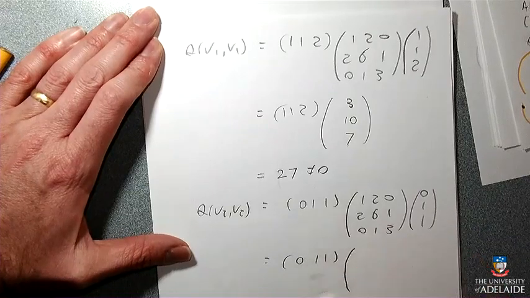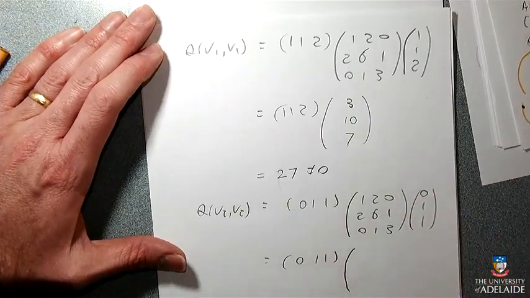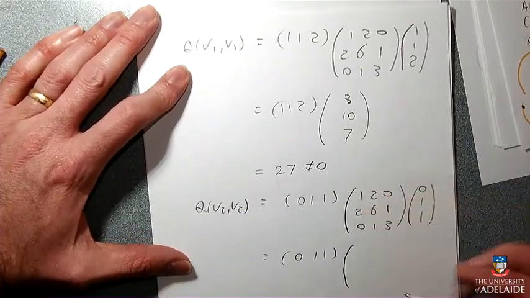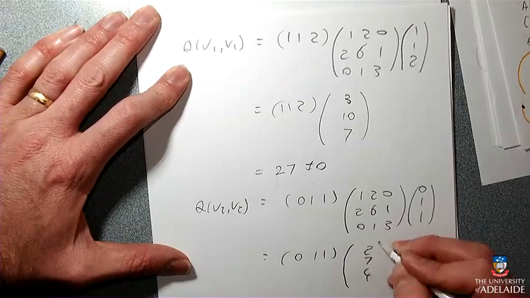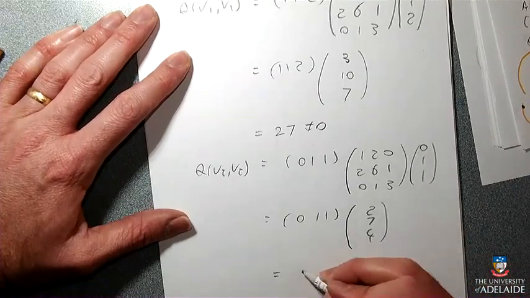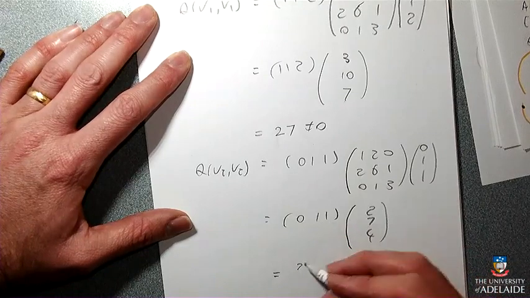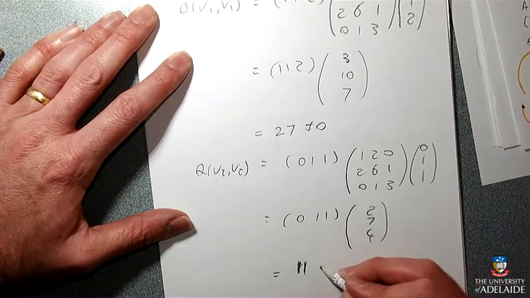I find it much easier to do matrix times column than the other way around, so that's why I'm doing it in that order. So that would be 2, 7, and 4. And so this would be 0 plus 7 plus 4, which is 11. It's not 0. Okay. Cool.